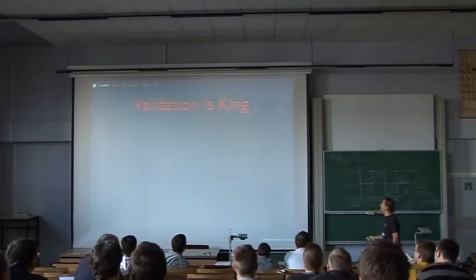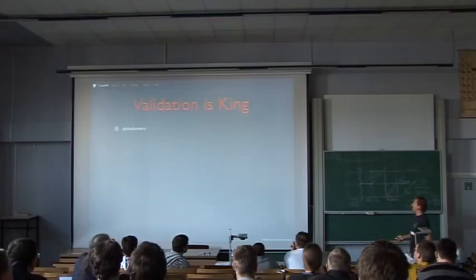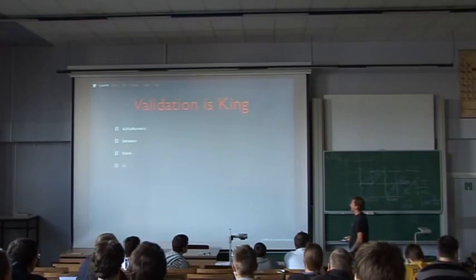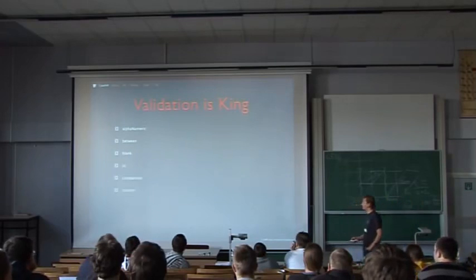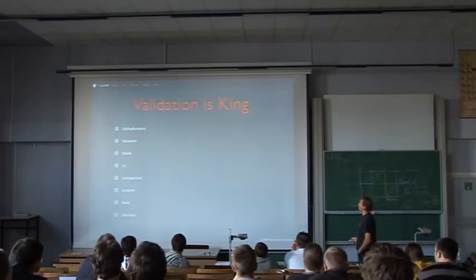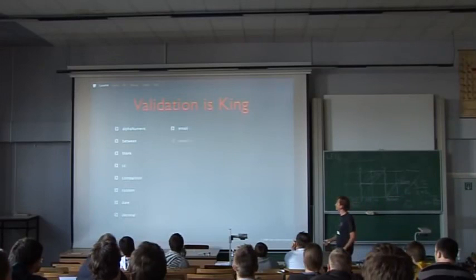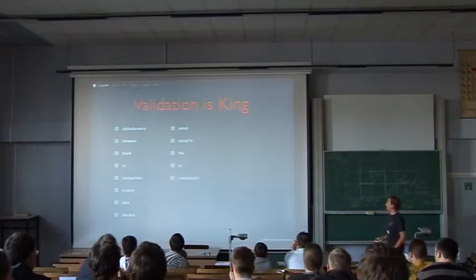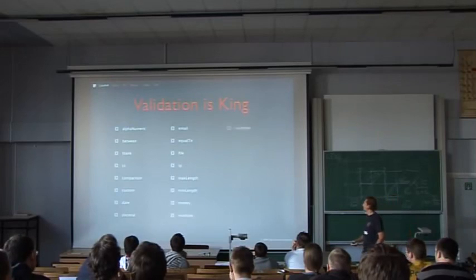Validation, like I said, validation is really important. It's the king. We've got a bunch of validation methods: alphanumeric, between, blank, credit cards, comparisons. You can define your own custom ones: date, decimals, email, equal to, file, IP addresses, max length. Yeah, it goes on for a little while. Number, numeric, phone.